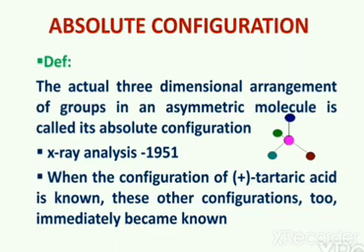The absolute configuration of a molecule was first determined using X-ray analysis in 1951. Suppose the configuration of any molecule is known, then other configurations immediately become known. For example, if the configuration of plus tartaric acid is known, then the other configurations immediately become known.